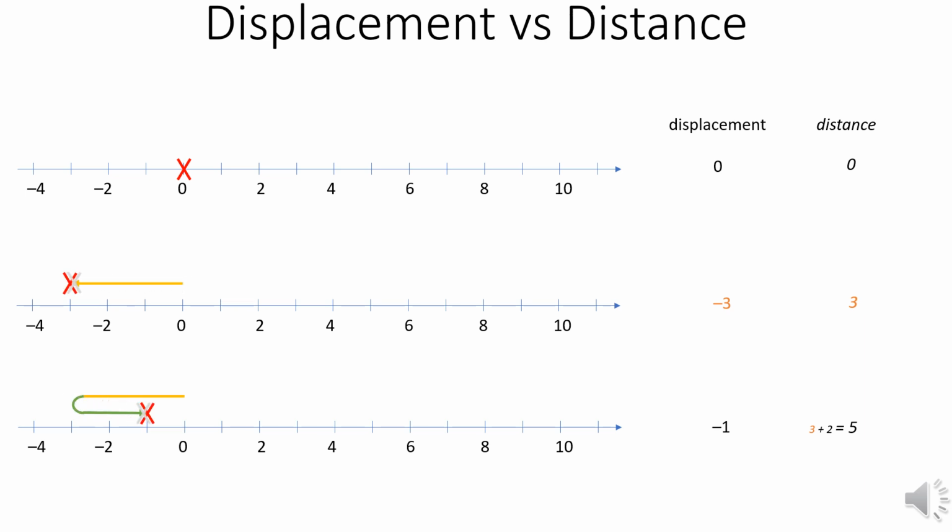In the third moment, the particle then moved 2 units to the right, landing at position -1, so the displacement is -1. For distance, the distance traveled is 5, since it traveled 3 units then 2 units, so the total distance traveled is 5.